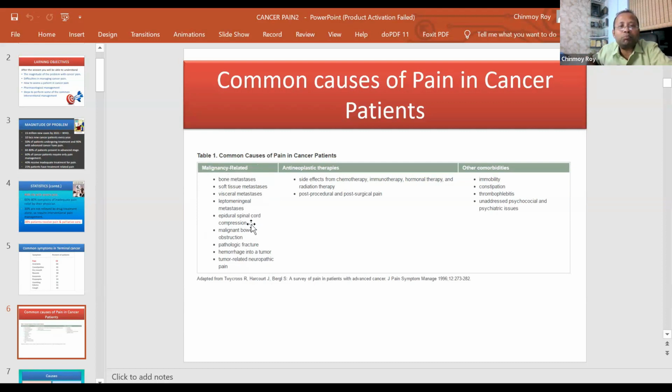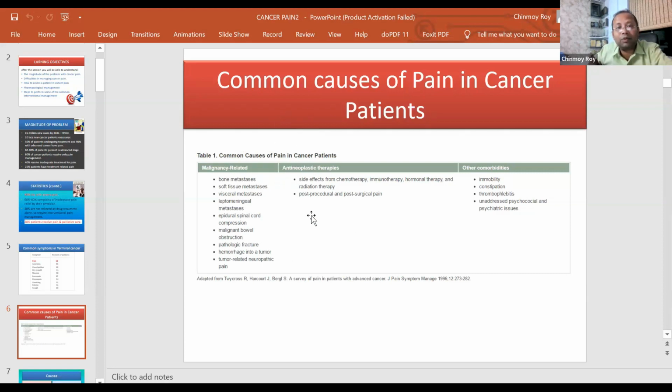Many patients will come to you saying that abdominal pain is too much. Don't just think that it is due to the cancer only. It can cause bowel obstruction also someday. On other days it is due to the visceral cancer only, but someday the opioid can also have its effect, because opioids cause too much constipation. So you have to do something for this also. Then pathologic fracture, hemorrhage into a tumor, tumor related neuropathic pain. So all the cancer related pain is there on one side.